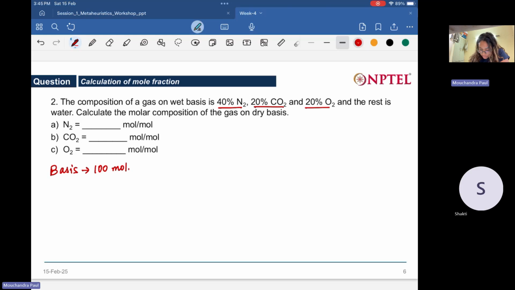then you will see that N2 will be 40 moles, CO2 will be 20 moles, and O2 is 20 moles. So water is 100 minus 80, so water is 20 moles.